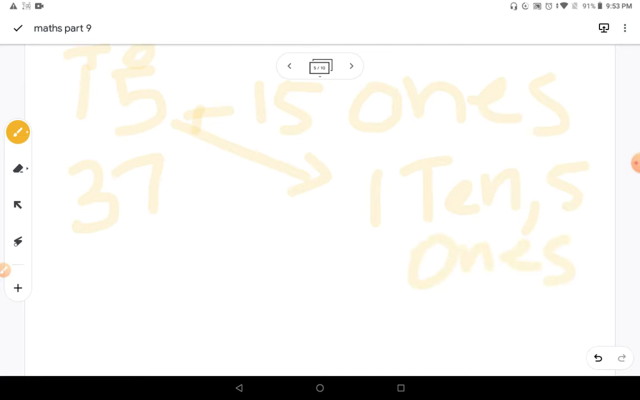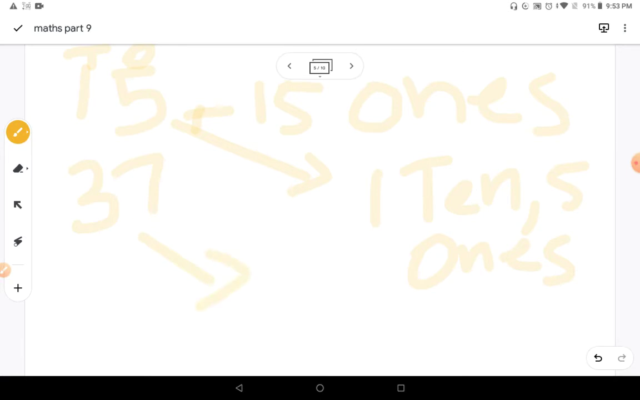Because it was 1 ten and 0 ones earlier, the 0 ones you don't have to write. That is why 10 you could represent as 1 ten. But here in 15, the place value at ones place is not 0. So you need that 1 ten and 5 ones. So this is how you represent 15.